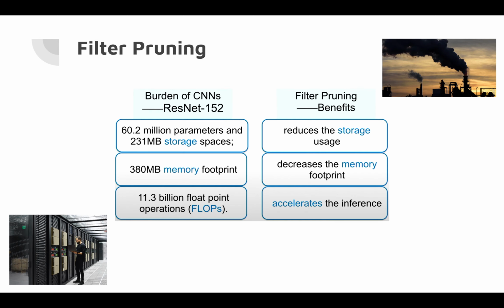CNNs, with their millions of parameters, demand huge storage and have a large memory footprint. They also require billions of floating point operations, making them resource intensive. Filter pruning can alleviate these burdens by reducing the number of filters. We can cut down on storage needs, decrease the memory footprint, and significantly accelerate inference.